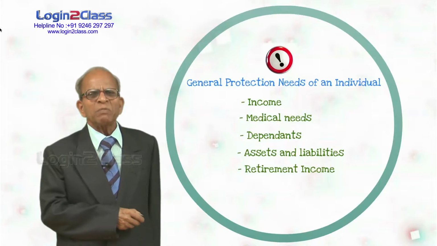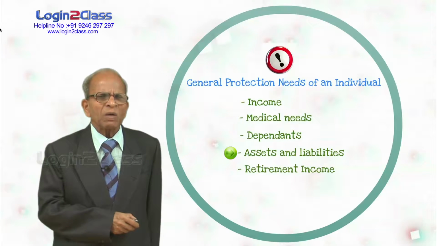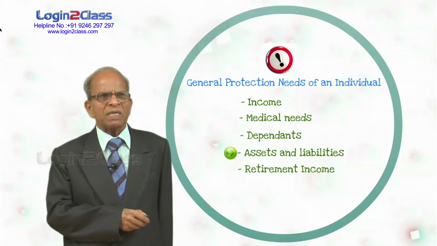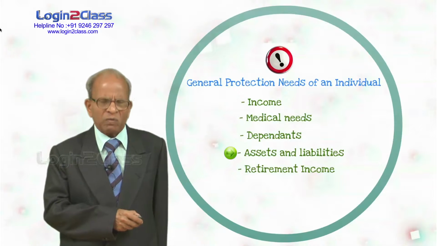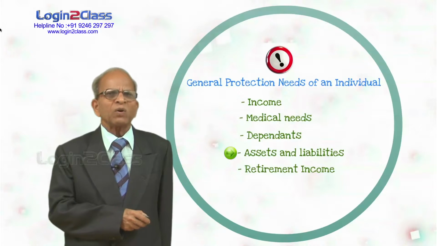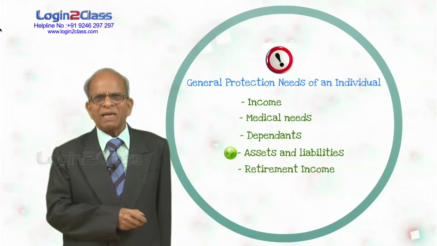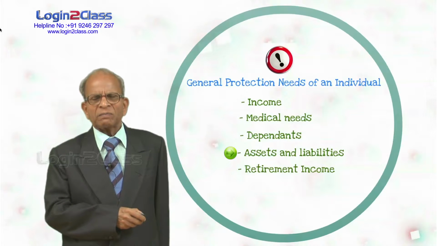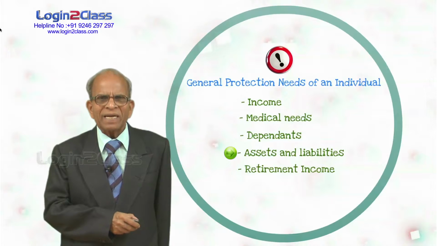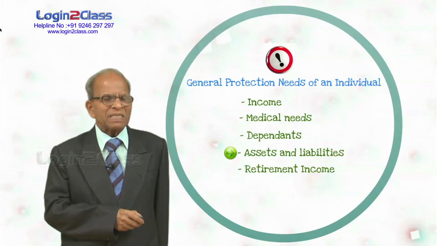Then assets and liabilities. Now people, everybody wants a car, everybody wants his own house and all this. There's nothing wrong, but you have to go in for a loan. Few people have the ready cash to buy a house or a car. So you take a loan from a bank and you acquire a house or you acquire a car. Now supposing the individual dies, how are the loans to be cleared? The income has stopped and the person is no more.